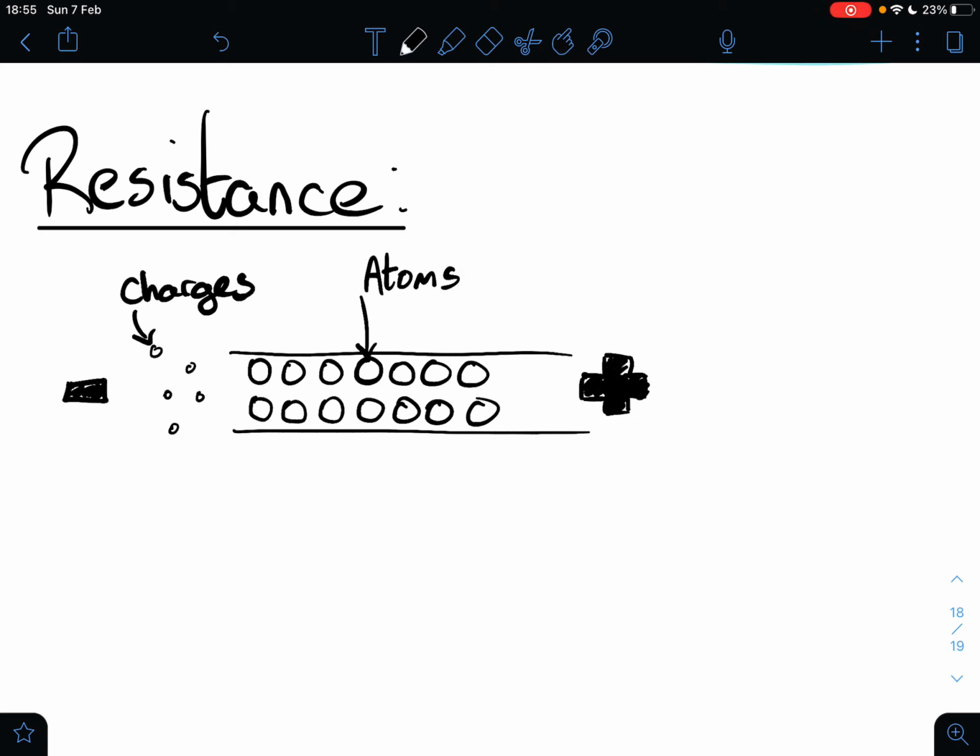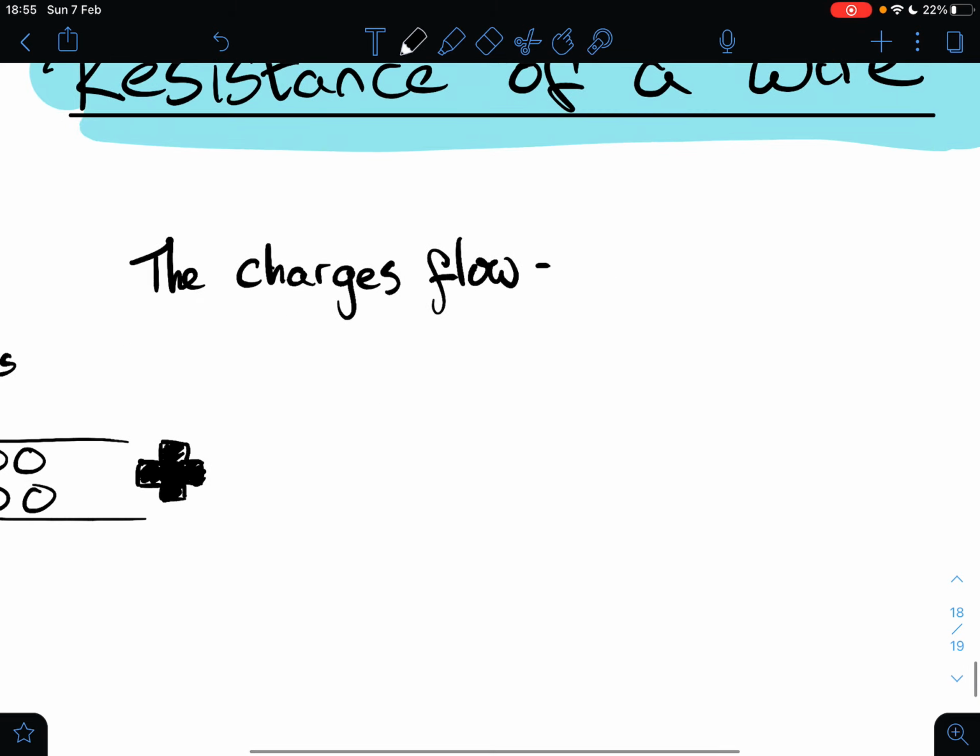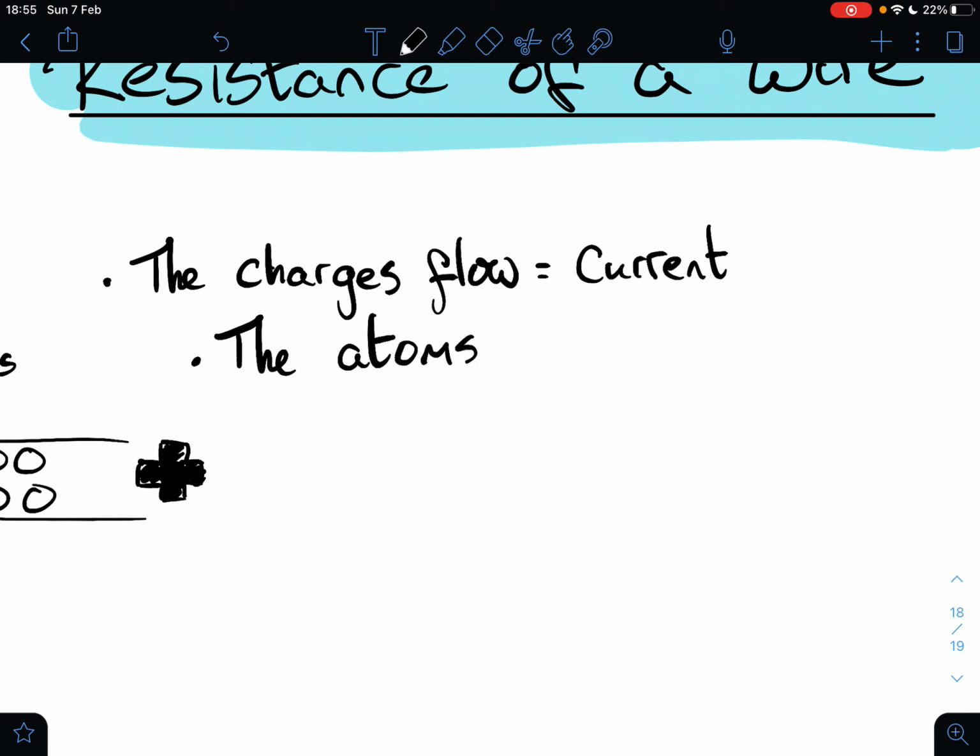So we can say the charges flow. Now we call that current. So in future I'm going to use the word current. So the charges flow, current. The atoms, we'll do these as little bullet points. The atoms slow the current down.